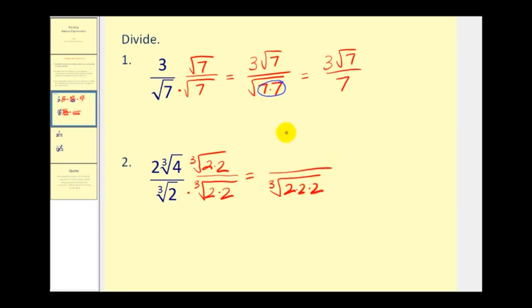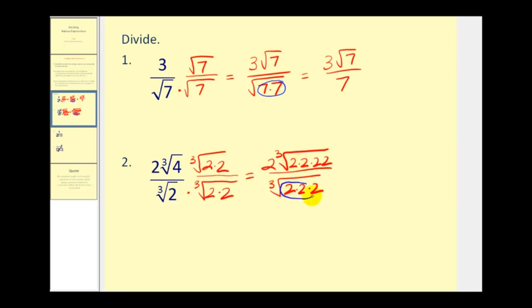Now let's take a look at the numerator. We have this 2 outside the radical, and then inside the radical we have 4 times 2 times 2. Well, 4 is 2 times 2 itself, so this would be 4 factors of 2, 2 of these from the 4 and 2 of these from here. Let's go ahead and simplify.